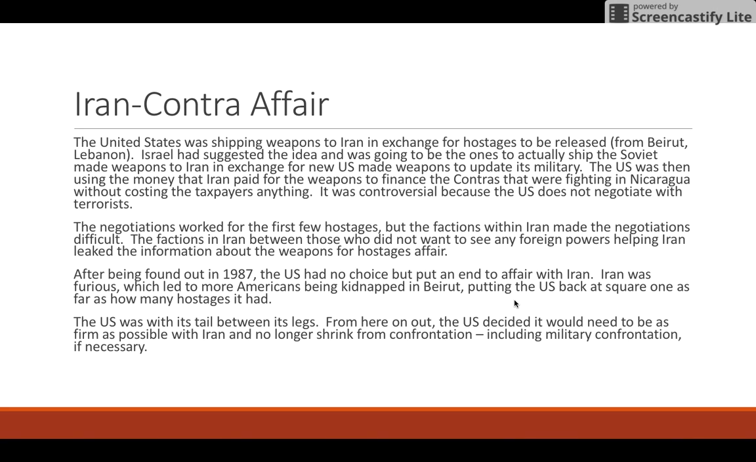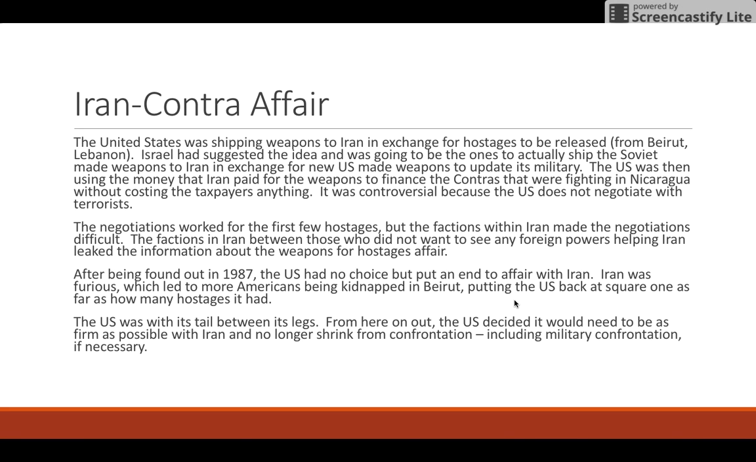This worked for the first couple of hostages, but eventually there were factions within Iran that did not like this negotiation, that didn't like negotiating with the evil empire of the United States. So they leaked it to the press that this was going on. Because of this leaked information, it came to the United States' attention that they're negotiating with terrorists. The United States looks foolish, especially the Reagan administration.